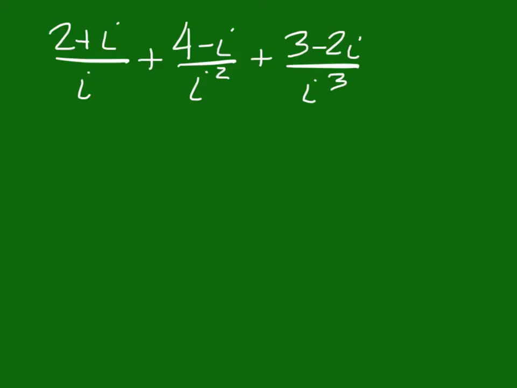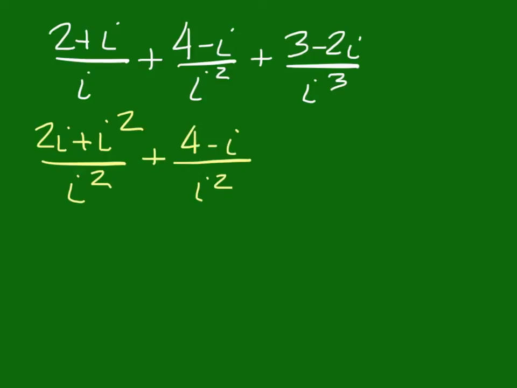Alright, on this one, I'm going to simplify each one first. There's an i on the bottom. So what I'll do is I'll multiply everything by i to start with. So I would come up with 2i plus i squared on the top, and on the bottom, i squared. And then over here on this one, there's really not much need to do anything with that yet. So we'll just keep it the way it is.